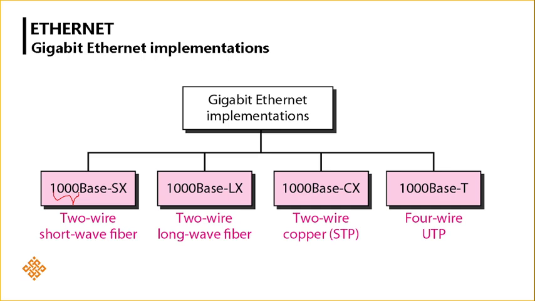So 1000 here is nothing but the speed at which the cable is transmitting, and it is a baseband signal, and SX, LX, CX, and T represent the characteristics of that particular implementation. 1000BaseSX, where SX is shortwave fiber. We are using two wire shortwave fibers for that. Similarly, for 1000BaseLX, again we are using two wires, which is long wave. And 1000BaseCX, where C is copper, we are using shielded twisted pair cable here. And 1000BaseT, where T is twisted pair cables. We are using four unshielded twisted pair cables here. So this is the overall representation.